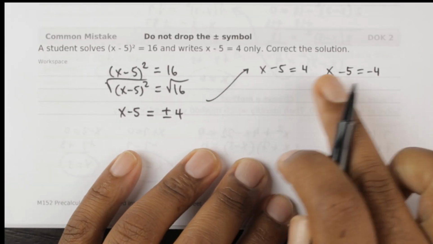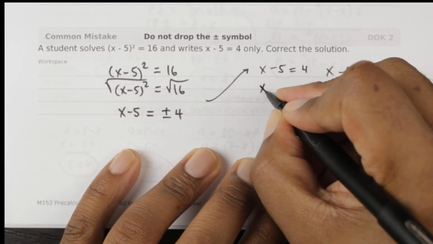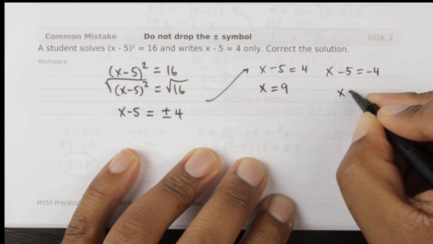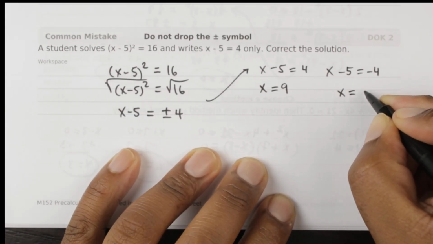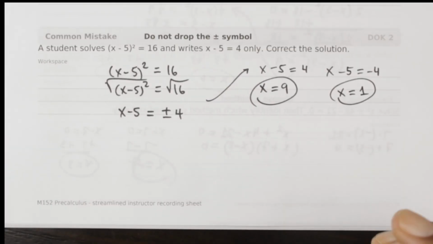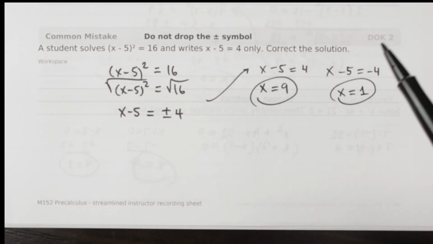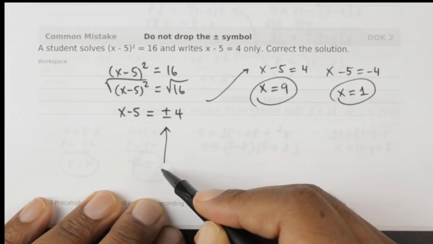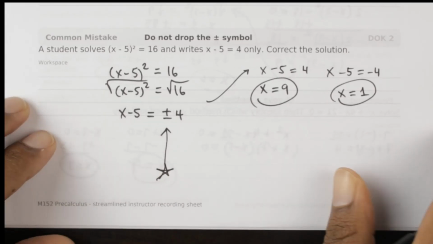Okay, so you got to be real careful because over here you're going to end up with x equals 9 and you're going to have x equals 1. Okay, very, very important. Okay, so whenever we take the square root of both sides of an equation, we must always use this right here. Okay, very, very important. Okay, let's continue.